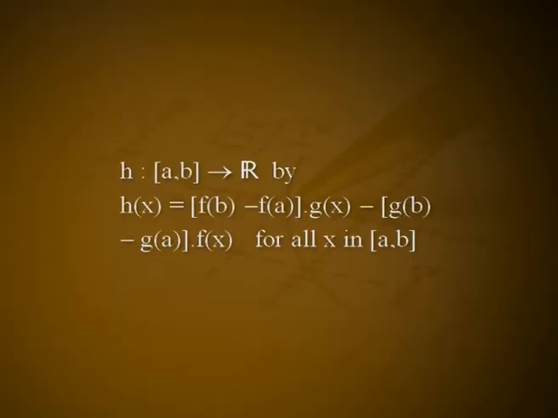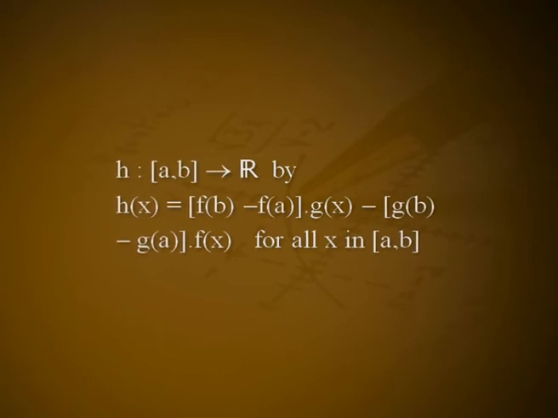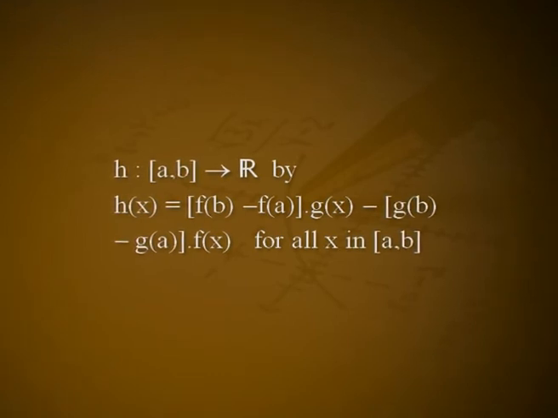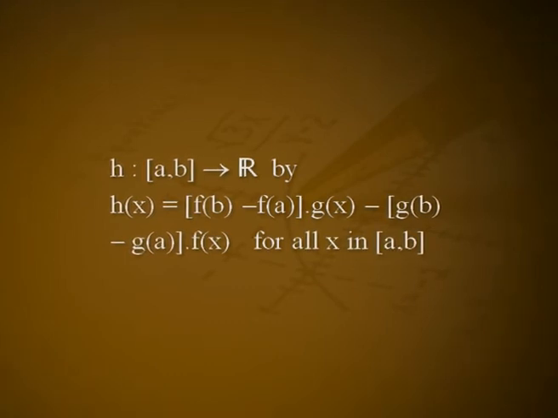Proof: define a function h from the closed interval [a,b] to R by h(x) = (f(b) - f(a)) g(x) - (g(b) - g(a)) f(x) for all x in [a,b]. Then, by the continuity and differentiability of f and g, it follows that h is continuous on [a,b], h is differentiable on (a,b), and h'(x) = (f(b) - f(a)) g'(x) - (g(b) - g(a)) f'(x).